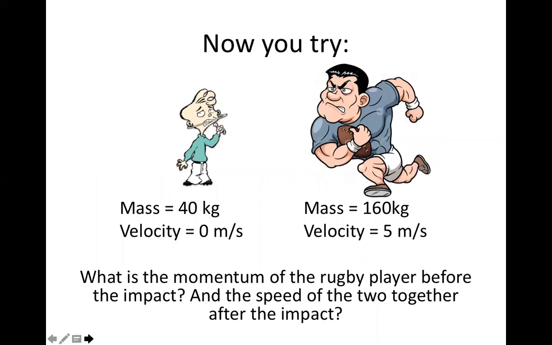Okay, now you try. All of you try. I have a mass of 40 kg, velocity 0, and 160 and 5. What is the momentum of the rugby player before the impact, and the speed of the two together after the impact? So let's say this fellow goes and hits the small boy and both fall. What is the speed of the two together after the impact? Okay, I'll give you all a few minutes. Quickly try and then we'll discuss.